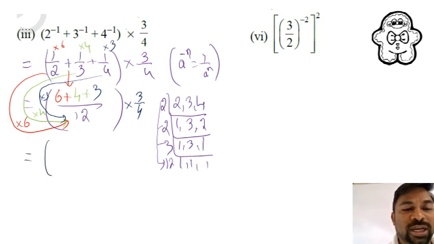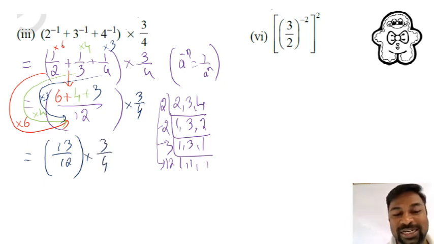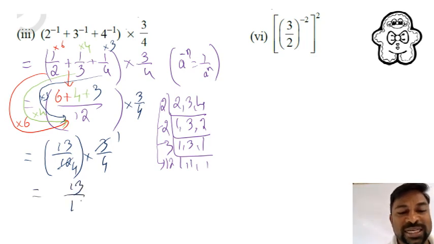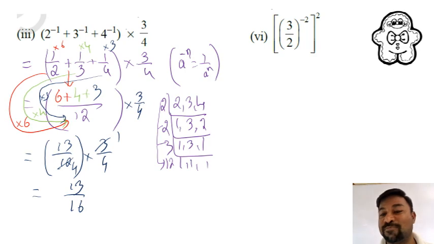Right. Now if you check it out, it's 13 by 12 into 3 by 4. What can you cancel here? 3 ones are 3, 3 fours are 12. It's nothing but 13 by 16. This is the simplification part. Now let's go for the next one, the sixth one we are having.